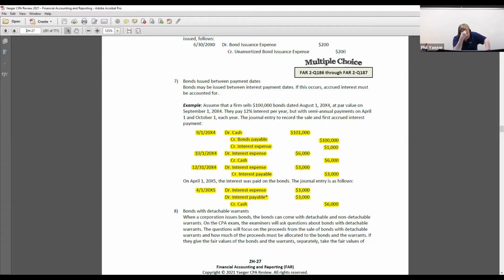Now, remember, on October 1st, whoever holds those bonds is going to get 6 months of interest. Do you agree? Because the interest is going to go from August 1st to October 1st. How many months is that? August, September. 2 months. They're going to get 6,000.